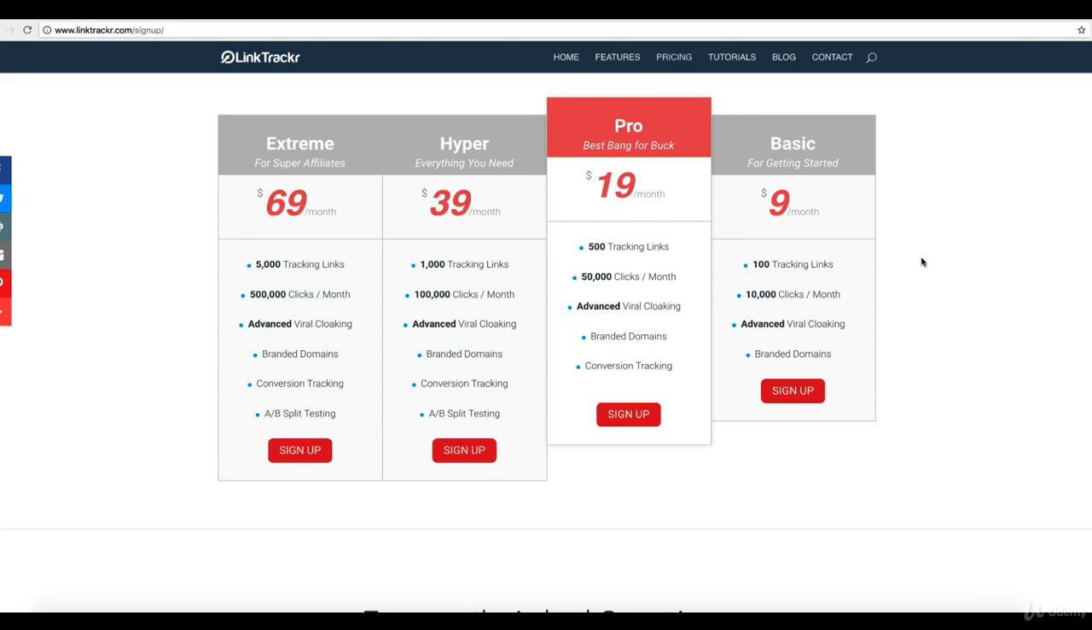Now the first option you have here is linktracker.com and their membership starts at $9 per month and goes all the way up to $69 per month. Now there are two important things that you need to look at before making any purchase. First one, 100 tracking links. This means you could have up to 100 affiliate links that this membership plan can mask for you. So if you have maybe more than 100 affiliate links, this thing is not going to work. Your links are going to go dead. The even more important thing about this is this one here, the second option, which says 10,000 clicks per month.